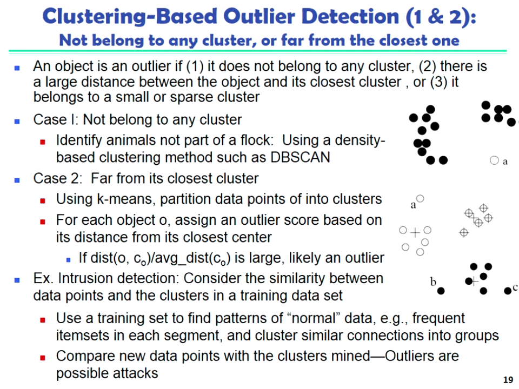In other words, if we find an object far from its closest cluster, this object can be considered an outlier. To classify this object as an outlier, we can use the distance between this object and the center of the closest cluster divided by the average of all the distances of the same cluster. If we find this distance is large, we can say that this is an outlier.